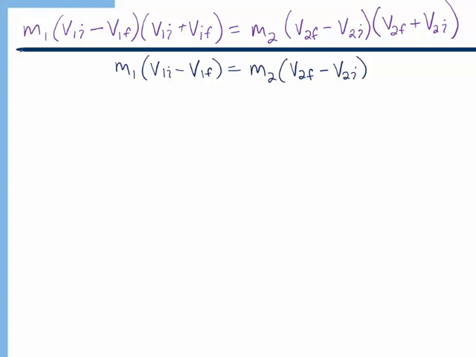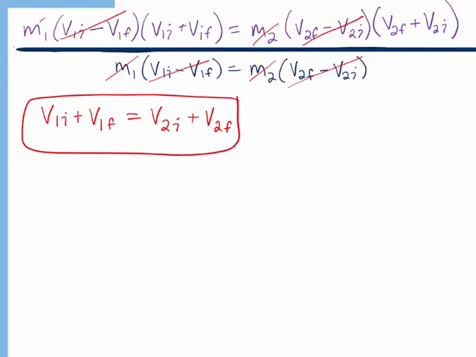And now I'm literally going to use that bar on the screen and divide both sides of the top equation by both sides of the bottom equation. You'll notice that this will cancel with this, m1 with m1, m2 with m2, v2 final minus v2 initial with that term. And what I'm left with when I divide is just v1 initial plus v1 final is equal to v2 initial plus v2 final.